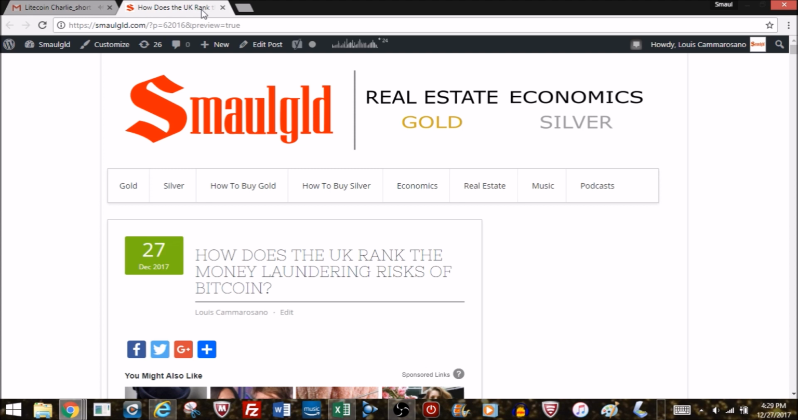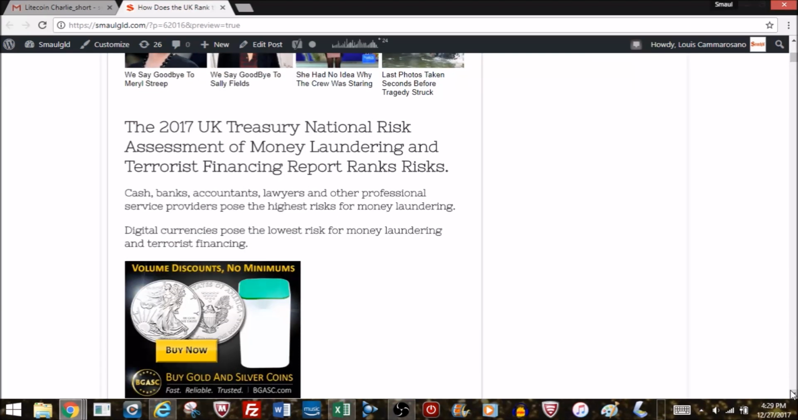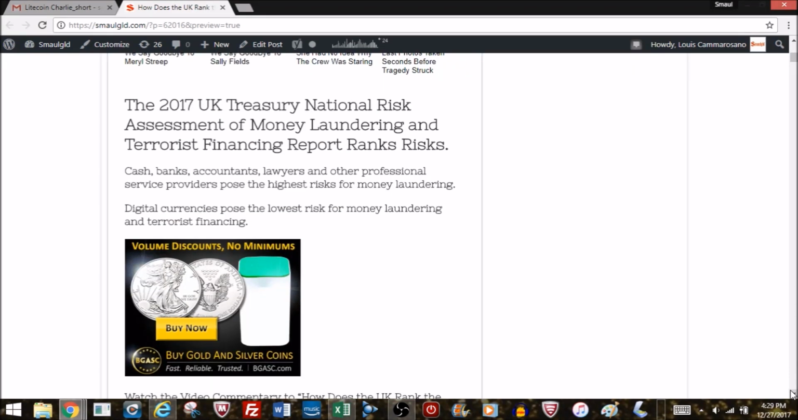Today we're going to talk about Bitcoin and money laundering. How does the United Kingdom rank the money laundering risks of Bitcoin? Well, earlier this year in October, the UK Treasury issued a report on the national risk assessment of money laundering and terrorist financing. And in that report, they went through the risks of certain activities, certain instruments, as to the risks they posed for money laundering and terrorist financing.